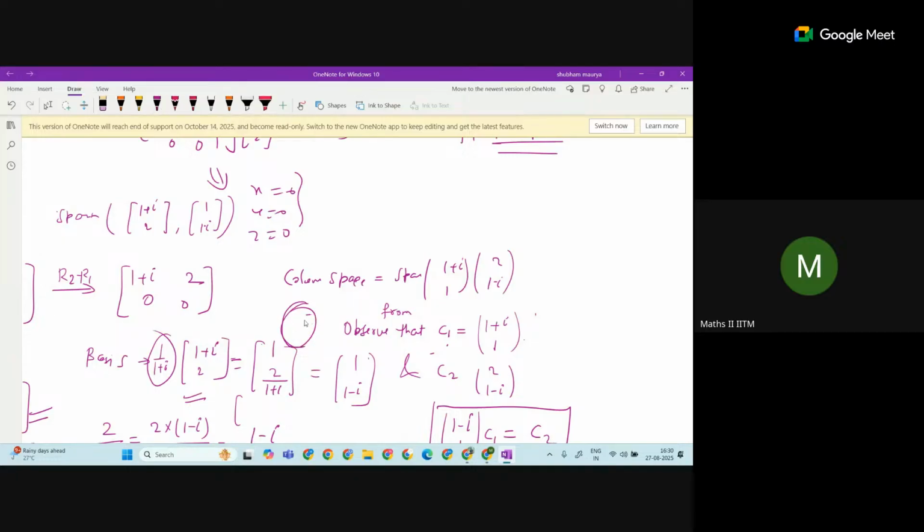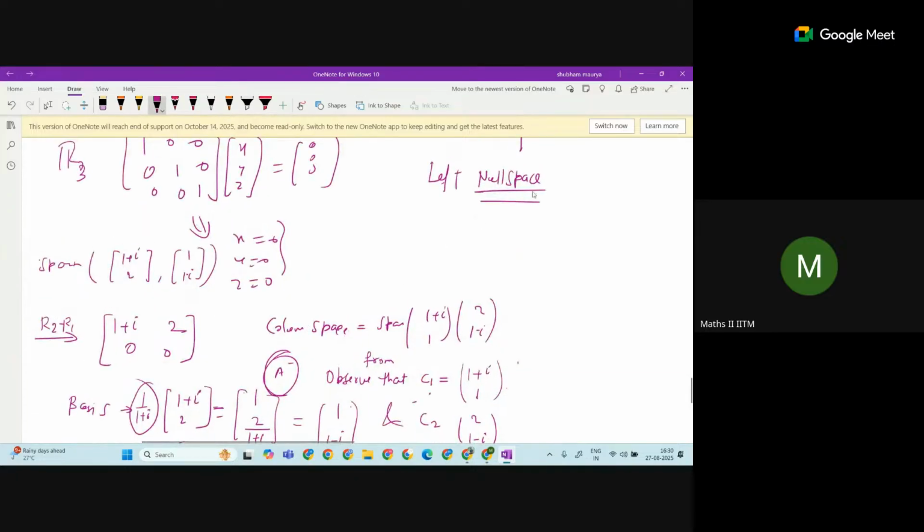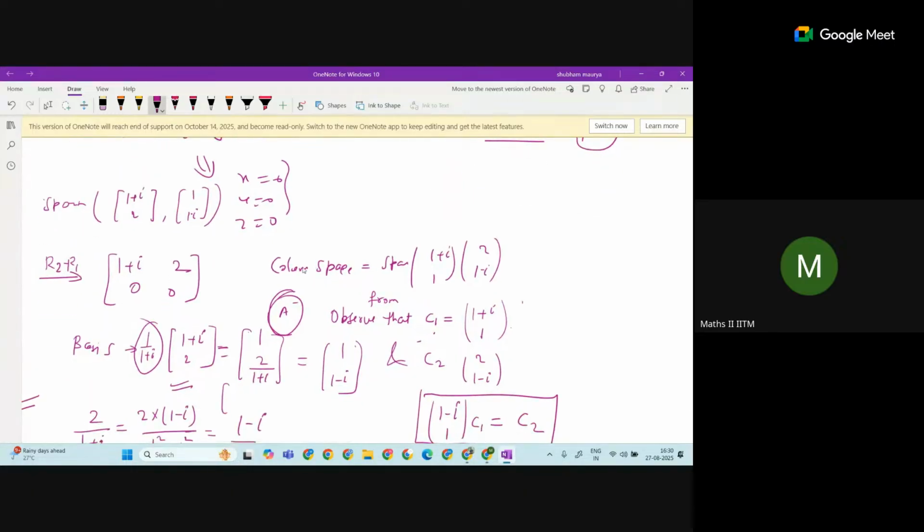Here, if you are doing it for the left null space, you have to do the conjugate transpose. So the question is, find the left null space. Here, to find the column space, you are doing only row operations. That's why I am doing the transpose and performing the operations. This is what it is.